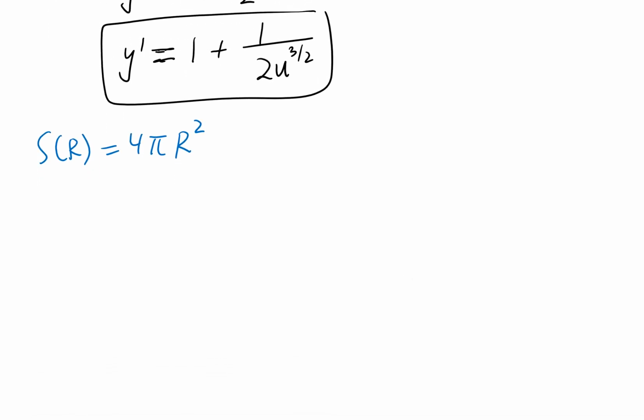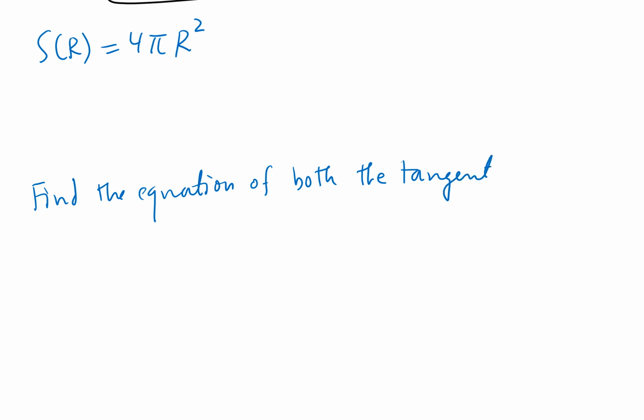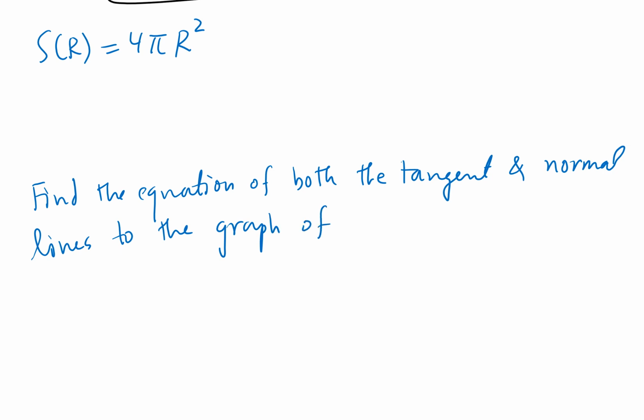Always no negative exponents in the final answers. And I'm going to write another one down. Find the equation of both the tangent and normal lines to the graph of y equals f of x, the square root of x over x plus 1, at x equals 4.